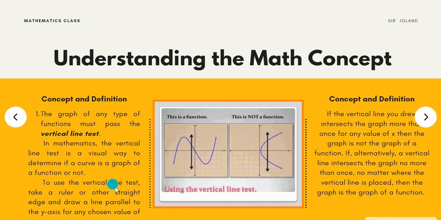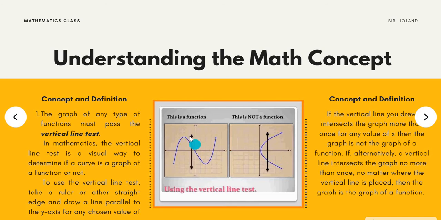So, para malaman lang natin kung ating graph ba ay function or not. So, paano ba natin gagawin yun? Just simply use a ruler or straight edge and draw a line parallel to the x-axis. So, ito yung x-axis natin. So, parallel dapat yung ating vertical line sa x-axis. Ayan. So, ito sa drawing natin, meron tayong dalawang parallel lines dito, a vertical line that is parallel to the x-axis.